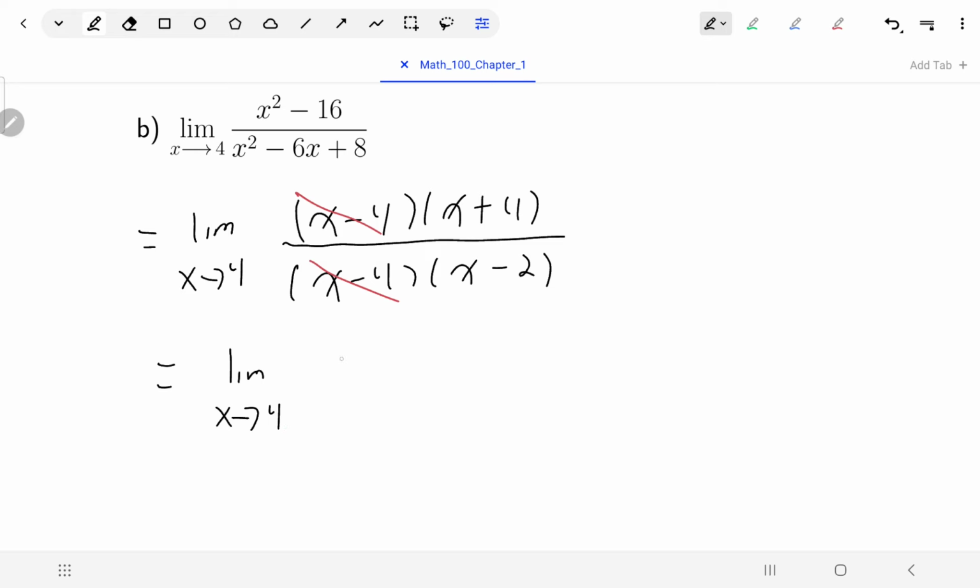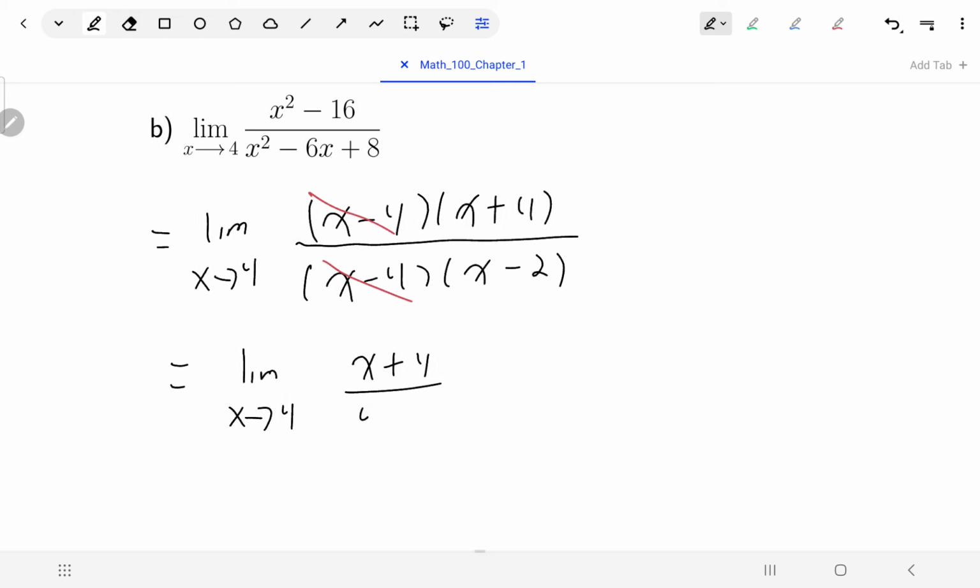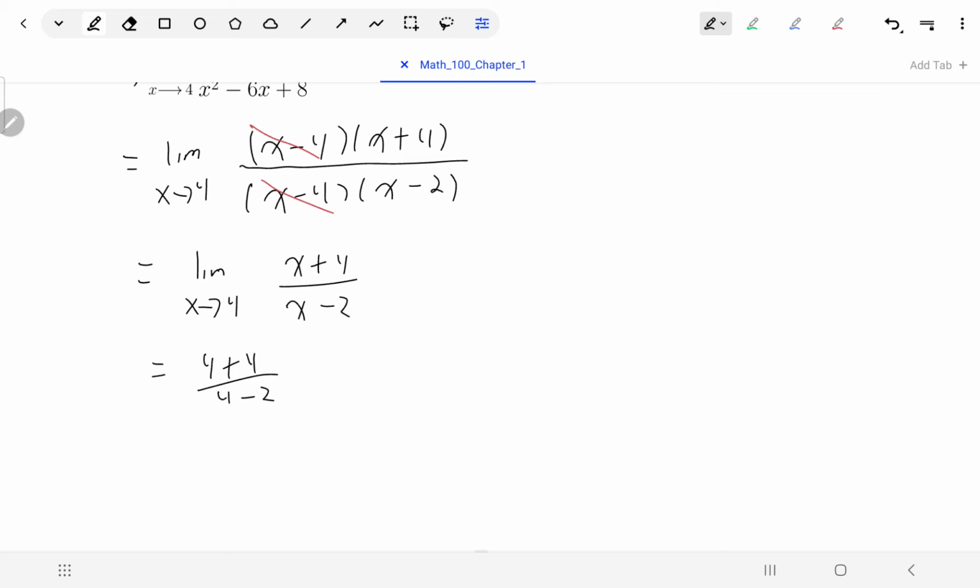And so now we look at what we've got left and ask ourselves, could that function have x go to 4? So let's take a look at that. We've got x plus 4 over x minus 2, and if x goes to 4, the denominator is 2 and the numerator is 8. That's not 0, so that's definitely a number. We can evaluate that. And so we have 8 divided by 2, which is 4.